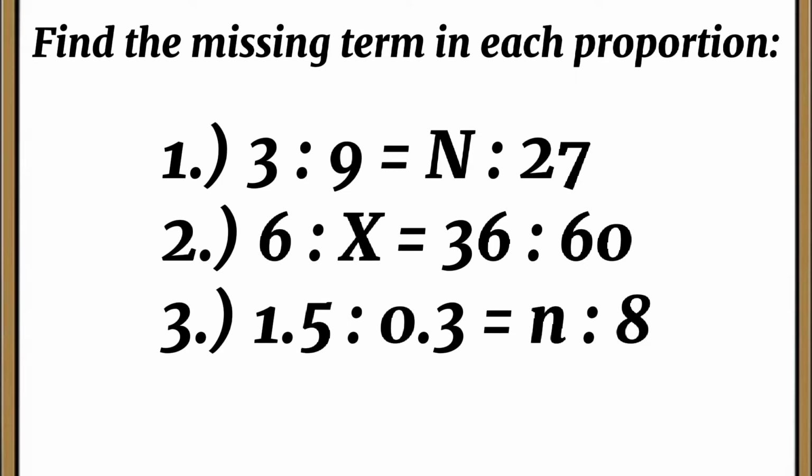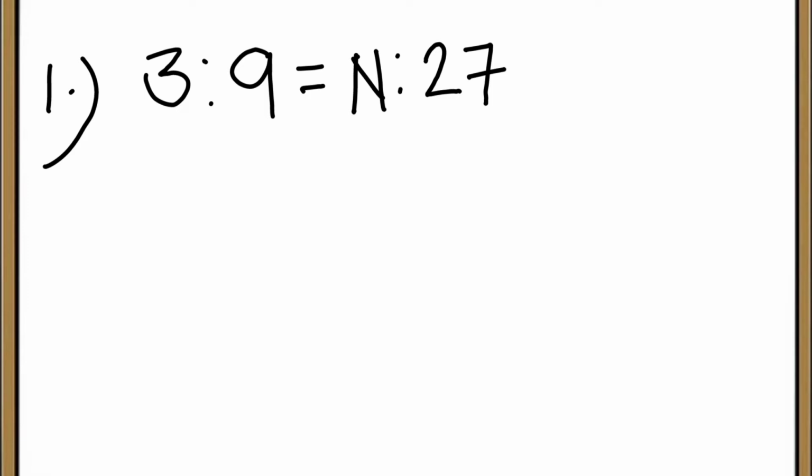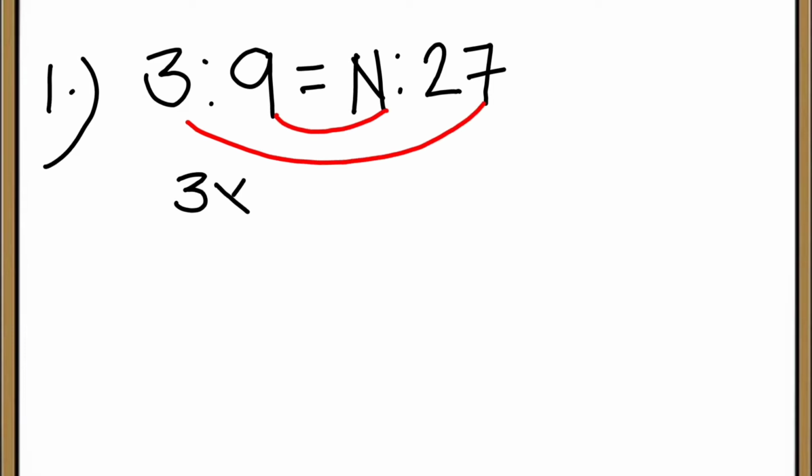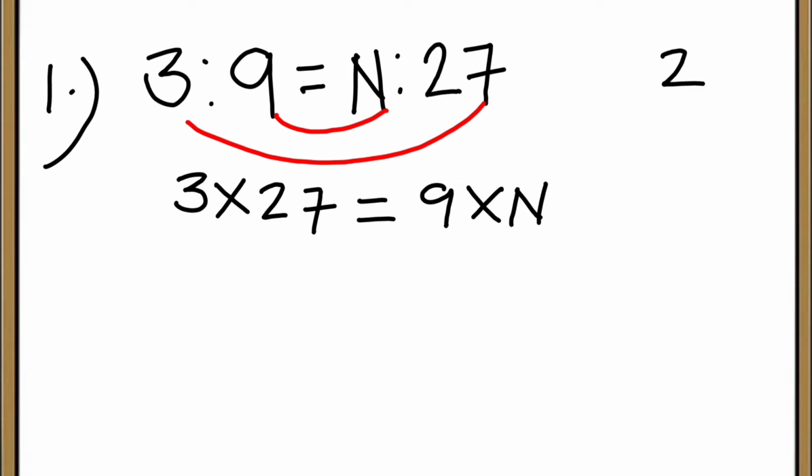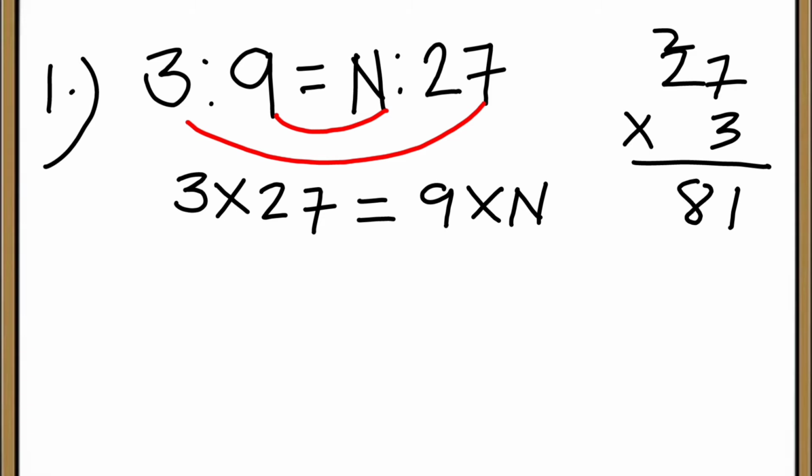Let's proceed to our examples. Find the missing term in each proportion. Let's start with example number 1. So we have 3:9 equals n:27. So I'm going to use the column form. So I will multiply the extremes and the means. So we have 3 times 27 equals 9 times n. 3 times 27, so let's try it here. 27 times 3. 3 times 7 equals 21, carry 2. 3 times 2 equals 6 plus 2 equals 8, so 81. Therefore, 3 times 27 equals 81. Equals 9 times n, or 9n.